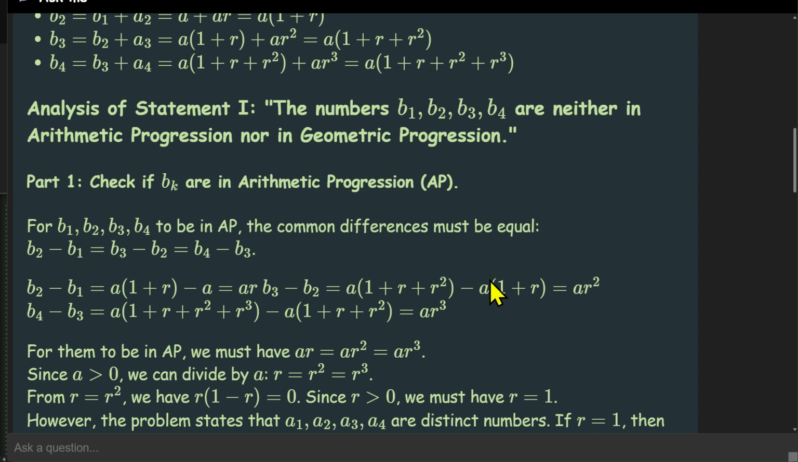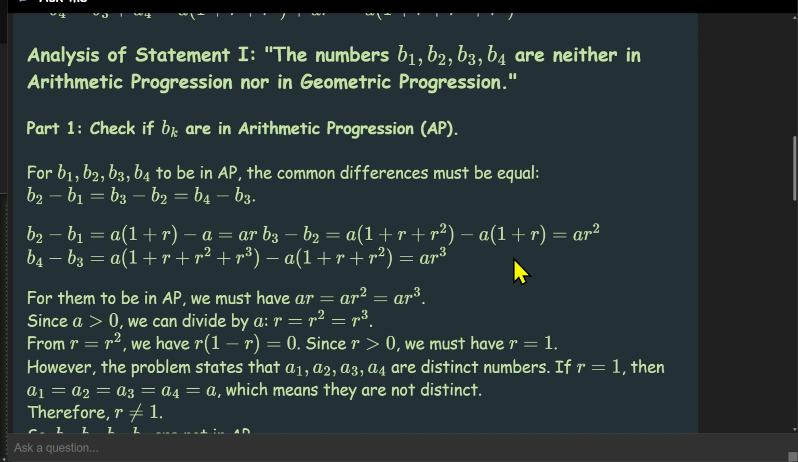Analysis of statement 1. The numbers b1, b2, b3, b4 are neither in arithmetic progression nor in a geometric progression. So part 1, check if bk are in arithmetic progression. For b1, b2, b3, b4 to be in AP, the common difference must be equal: b2 minus b1 equal to b3 minus b2 equal to b4 minus b3. Meaning this difference, in AP, arithmetic progression, is the common difference, we call it d.